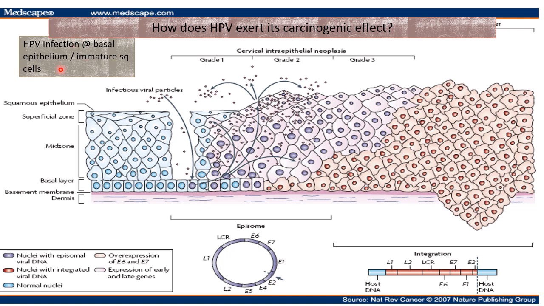HPV infection happens at the basal epithelium or the immature squamous cells at the transformation zone, that dynamic area where the metaplastic process occurs. So there are a lot of immature cells there, or in other squamous epithelium if there is any break in the surface, which allows access of the viral particles into the immature basal layer. So HPV infection occurs.